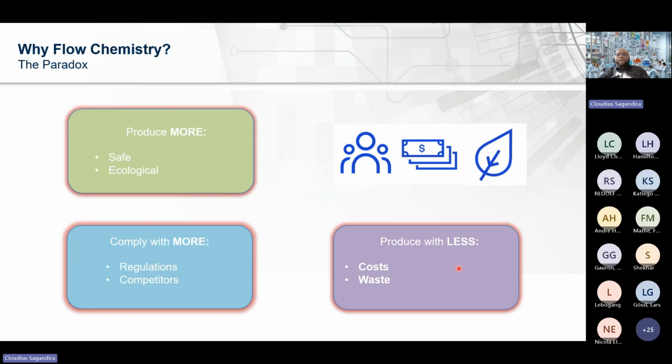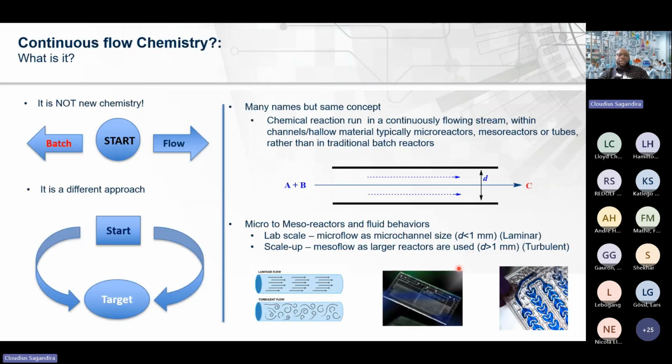This is where flow chemistry comes in as a new technology to modernize how chemicals and active pharmaceutical ingredients are made. And the question you might be having is, what is flow chemistry? I always like to start by letting people know that flow chemistry is not new chemistry. It's just a new technology to do exactly the same chemistry that you do in batch.